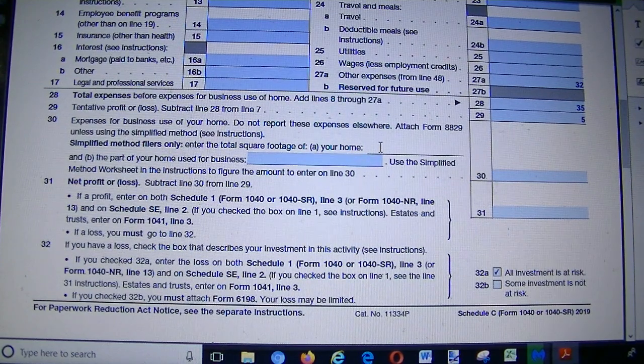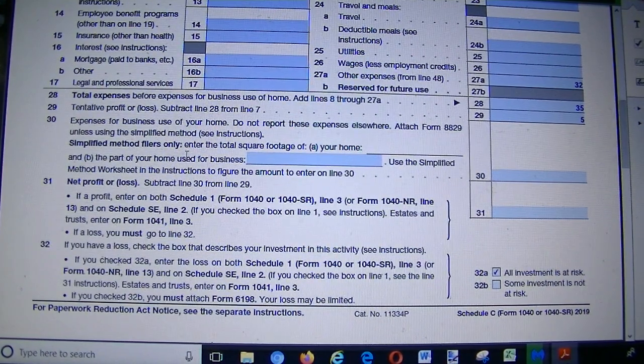You don't need to put the square footage here for the business or for the whole house. You don't need to fill up those two areas. It's just for the simplified method. And for the simplified method, if you go on the IRS instructions for Schedule C 1040, they have the simplified method worksheet that you'll be able to use to calculate the amount.